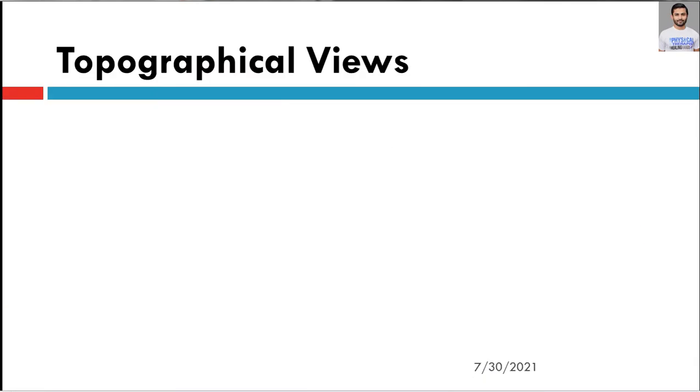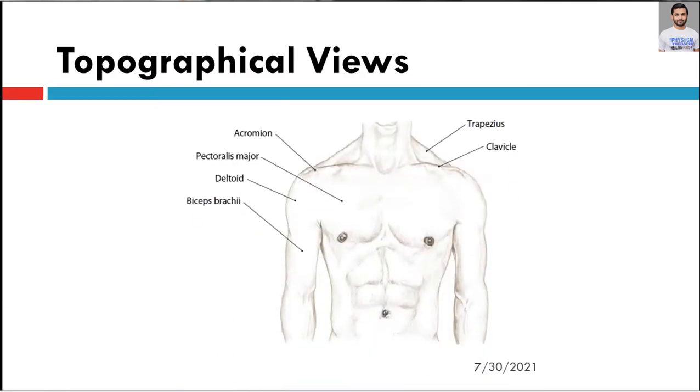First of all, the topographical views, sometimes referred to as the naked eye view. You can see this is an anterior view, taken from the anterior side. We can clearly see the clavicle, also referred to as the beauty bone. We can see the contours of the upper trapezius, and this is called the cervicothoracic junction region. Part of the levator scapulae also contributes to it.